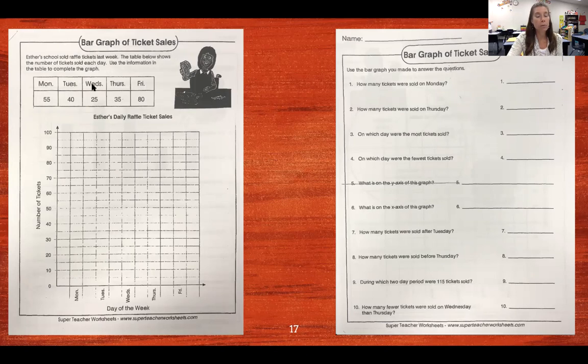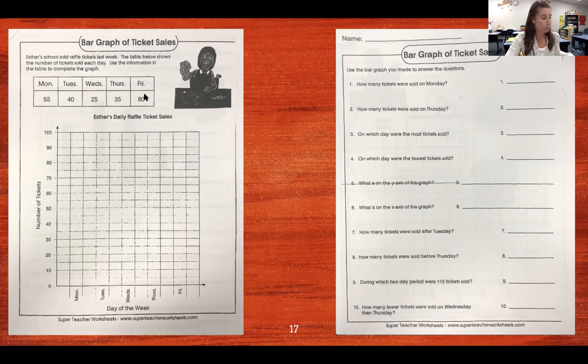Monday, Tuesday, Wednesday, Thursday, and Friday. So Monday, they sold 55 tickets. Tuesday, they sold 40 tickets. Wednesday, they sold 25 tickets. Thursday, 35 tickets. And Friday, 80 tickets.